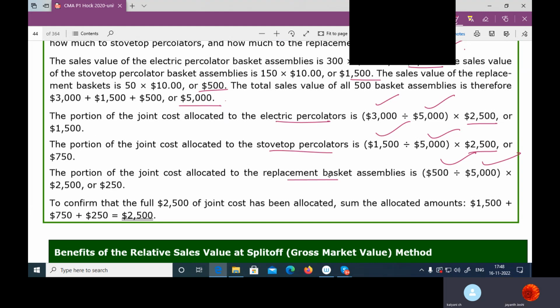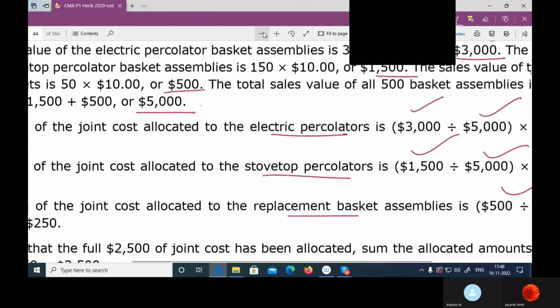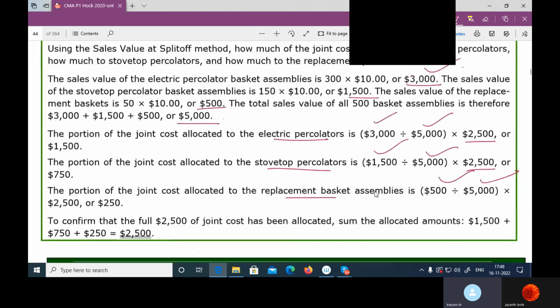No, sir. Right now we apportioned, no? Sir, tell me. What is your joint cost? 2,500, correct? Yes, sir. What is the sales value of the basket assembly for the electric percolator? 3,000. For the stovetop percolator? 1,500, that is 150 into 10. And for the replacement, 500. What is the total sales value of these three baskets? 5,000.